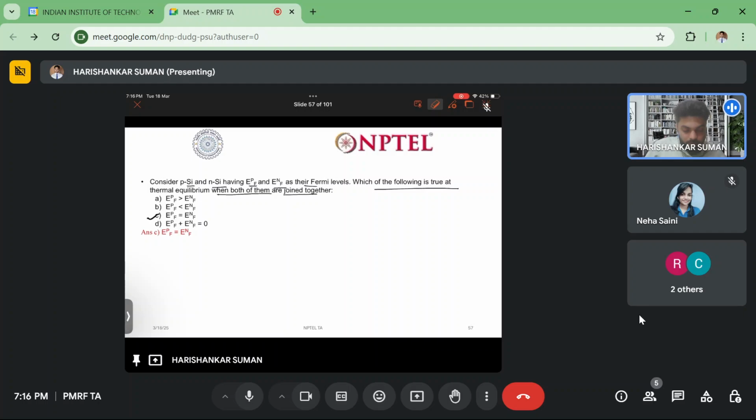Consider a P-type silicon and an N-type silicon having different Fermi levels. Which of the following is true at thermal equilibrium when both are joined together? So a PN junction is formed, and then only one Fermi level is there inside the material. Okay, so according to this, C is the answer.